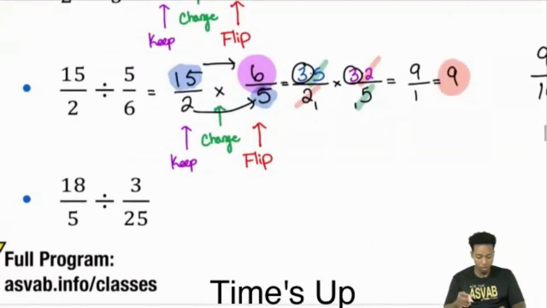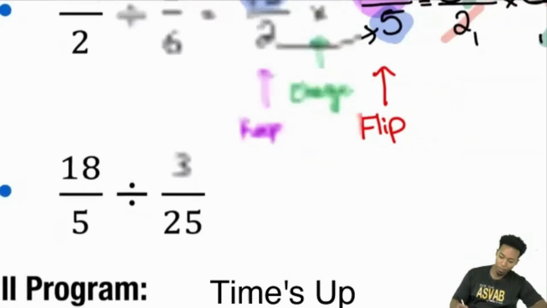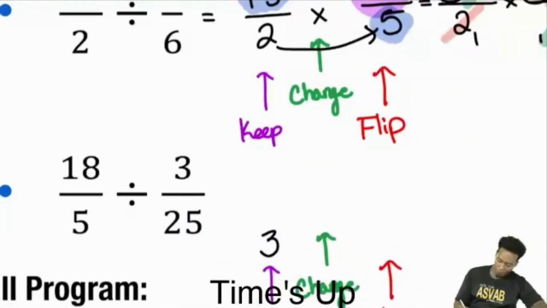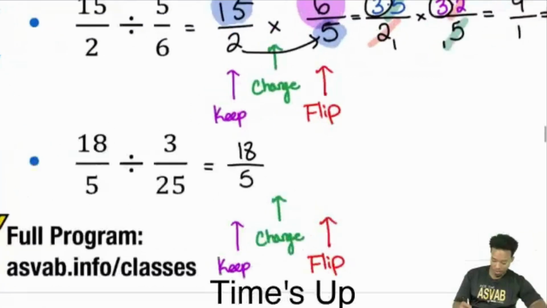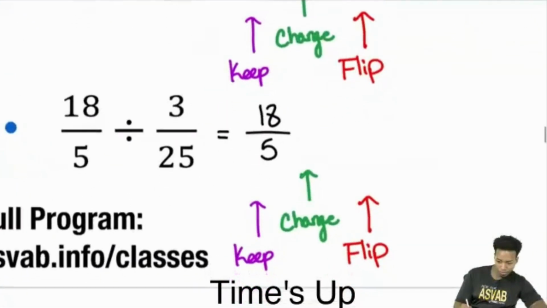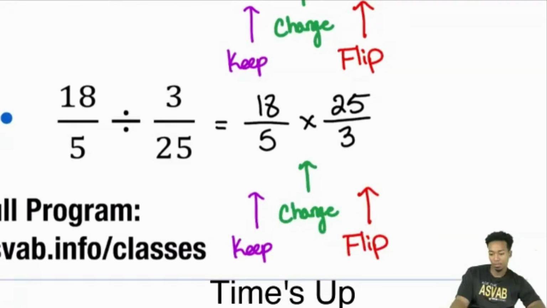So number 3 over here, we have 18 over 5 divided by 3 over 25. So checking this out here, boom, keep, change, flip. We're going to go ahead, keep the first fraction. Let me get that timer out of the way there. Boom. And then over here, multiplication, and then 25 over 3. So with that said, boom, let's go ahead now and see if there's anything that we can simplify.